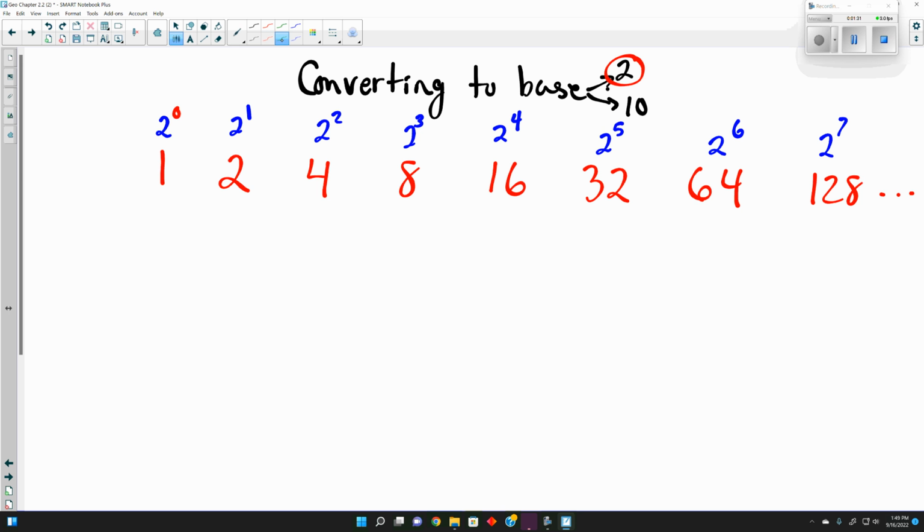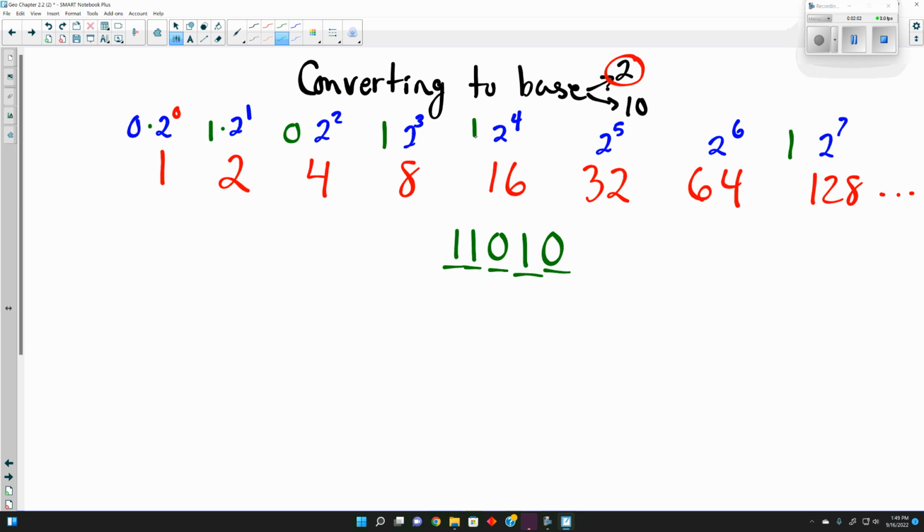And if we were looking at a base 2 number to convert back to base 10, say we're looking at the number 11010. Our last 0 would be with 2 to the 0. Our 1 would be with 2 to the 1. Our 0 would be with 2 squared. Our 1 would be with 2 to the third. Our 1 would be with 2 to the fourth.